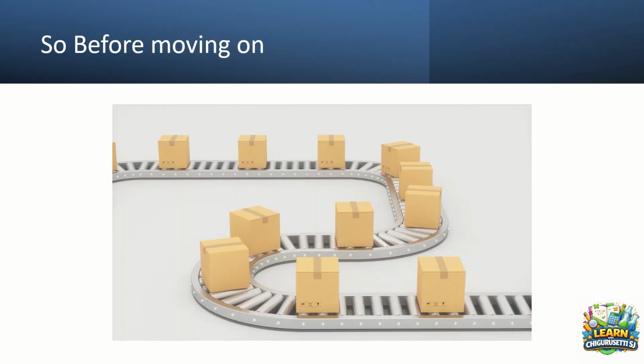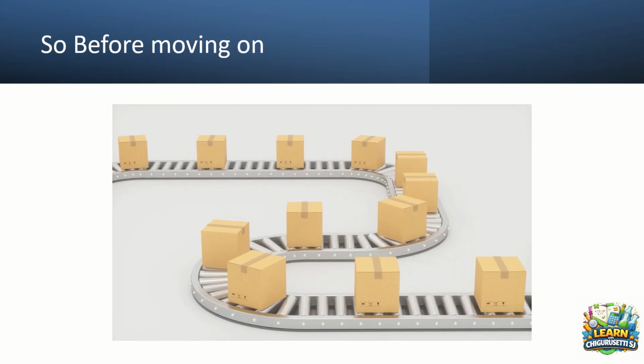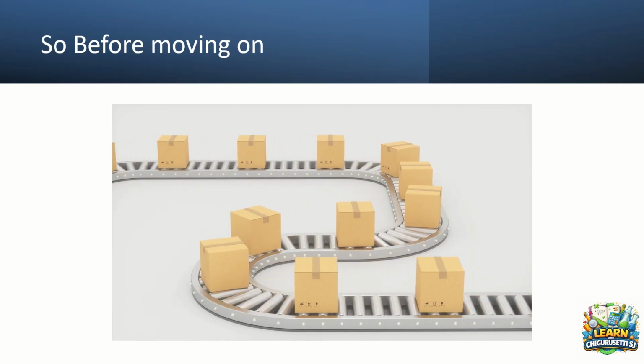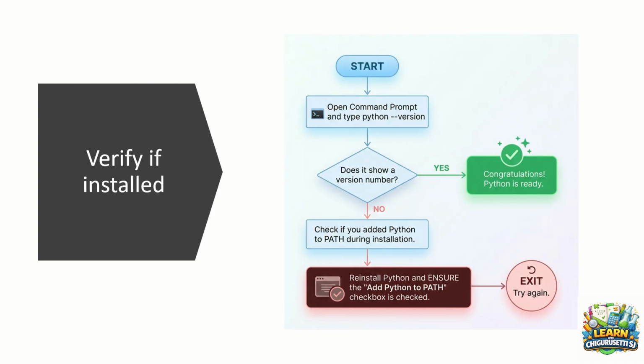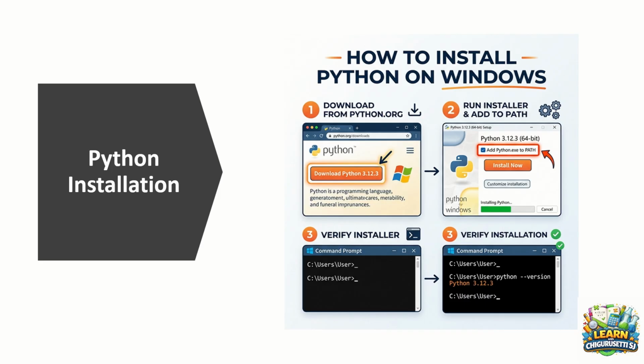Before we move on to the part 2 episode, I need to show how to download the required apps, which are Python and Visual Studio Code. So how to download Python? Download from python.org, run and add to the path, and verify the installer. I'll be showing everything step by step. Then we'll go to the part.